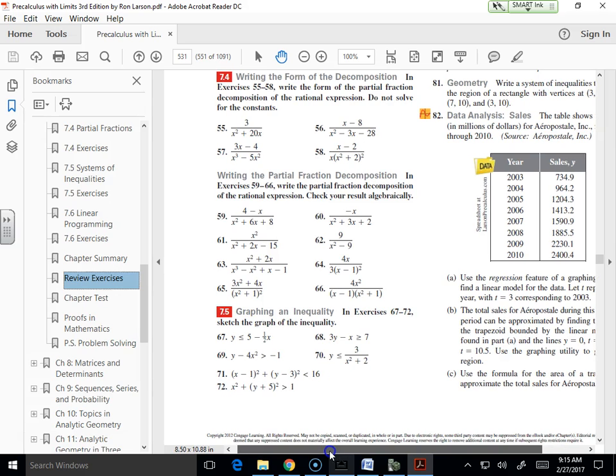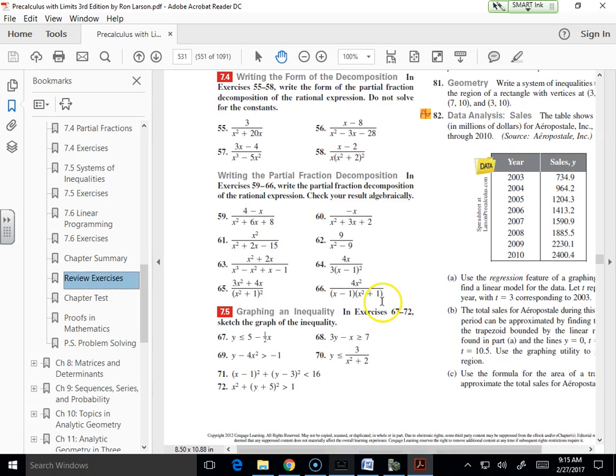Let me see if I can find an example real quick. Nope, that didn't work. Nope, that didn't work. Let's see. I don't see any right away, kiddos, but question.